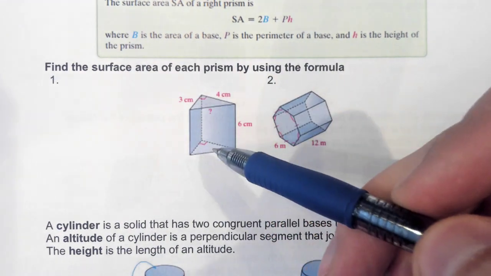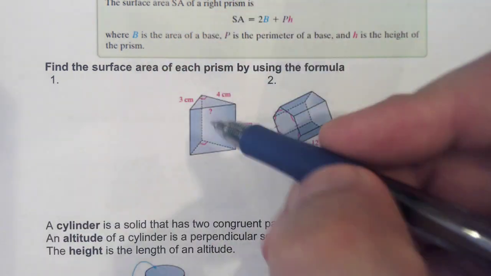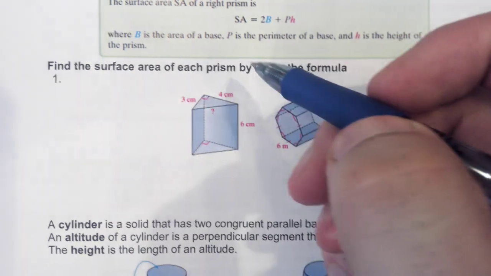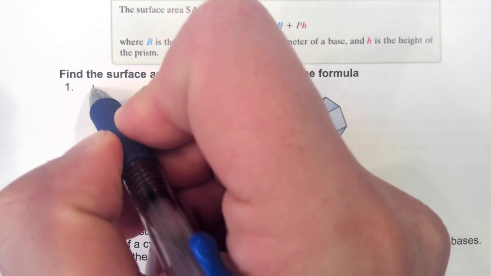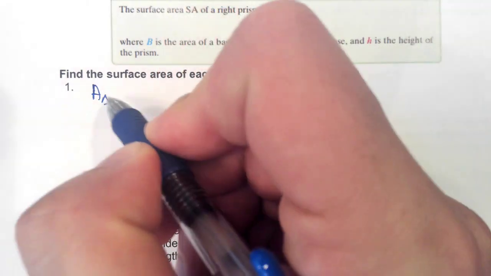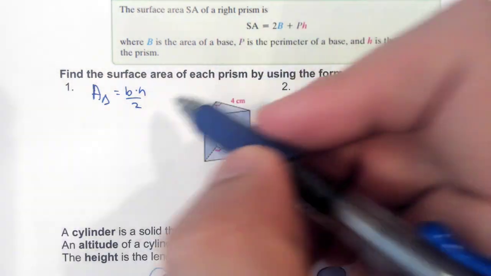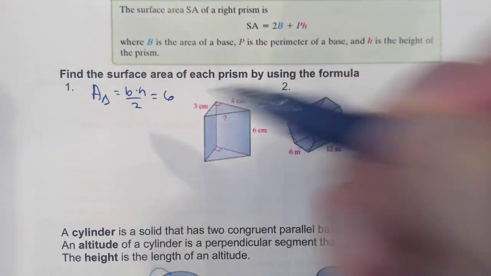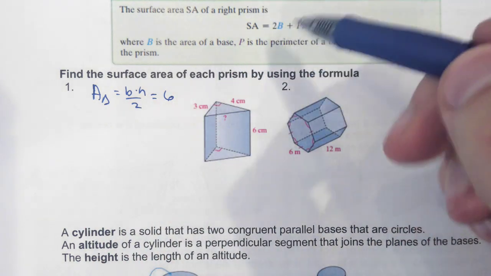Okay, so we're looking at this one. This is a triangular prism, so you find the area of one of the bases, one of the two parallel sides, one of the two triangles. So remember, area of a triangle is base times height divided by 2. So in this triangle, it would be 3 times 4 is 12, 12 divided by 2 is 6. Okay, so that's the base.